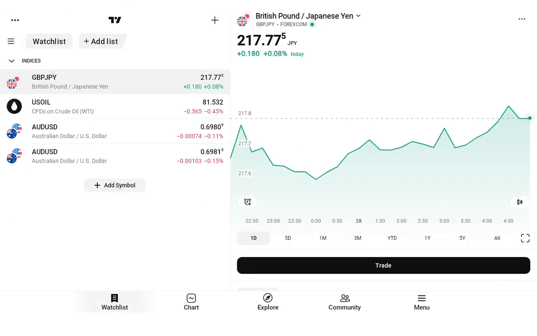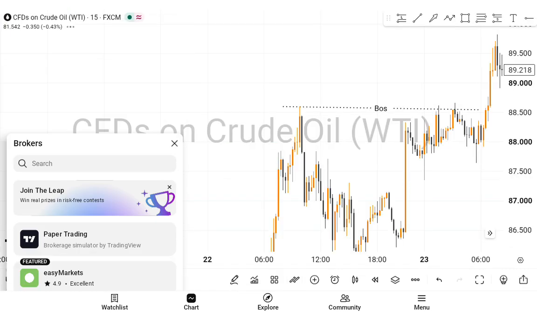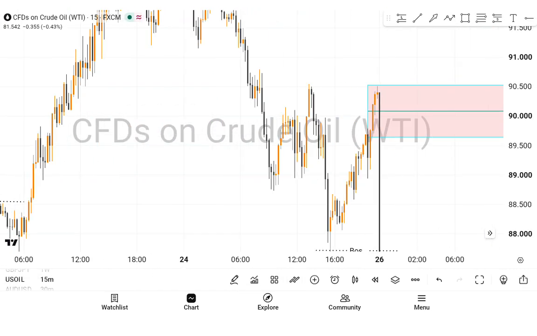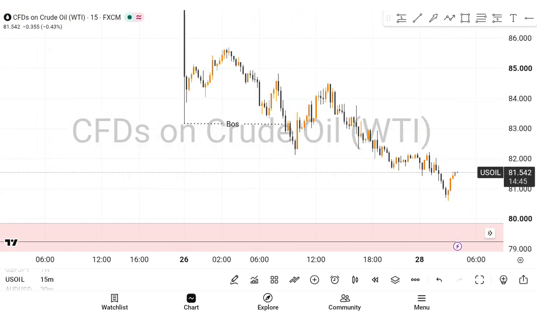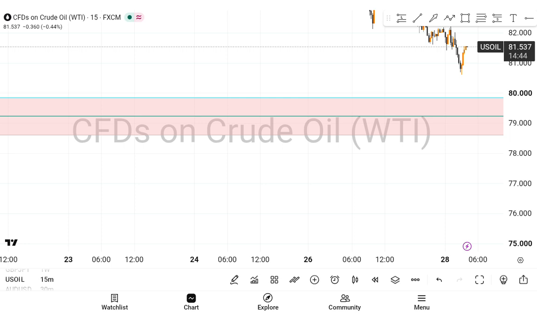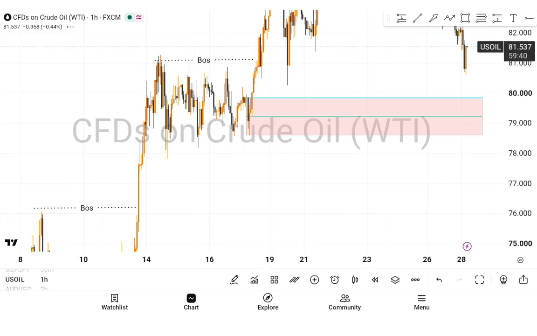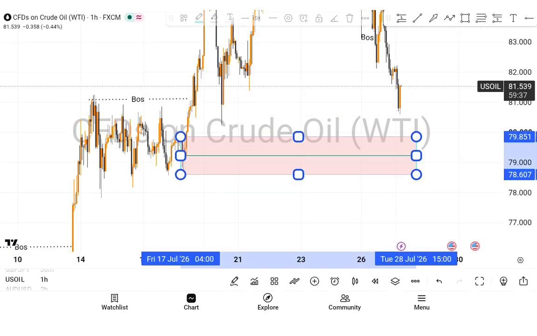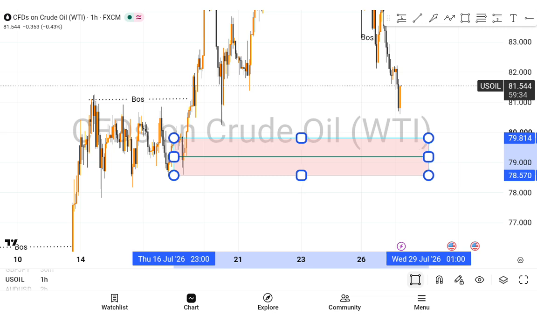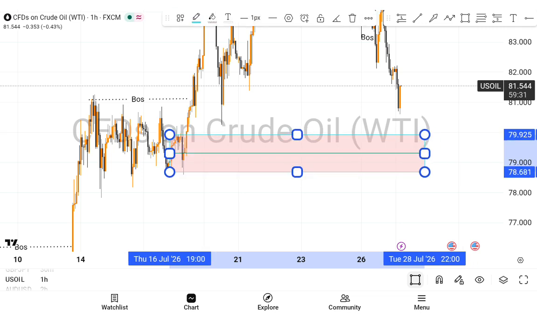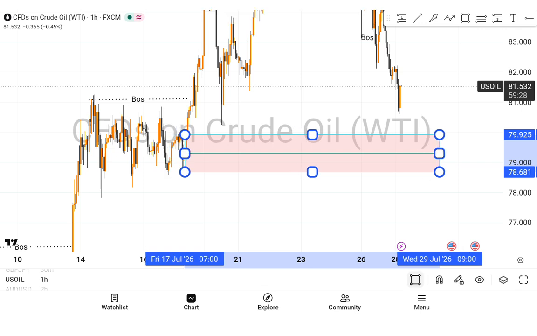Let's come to our US oil. For those that trade US oil, this is what I have for you guys. In US oil, we have been waiting for a particular zone. You can see I mapped it out. Let me go to the 1 hour so you can understand what I'm doing. This is the higher time frame. This is a key support because there is a liquid, unmitigated OB here.